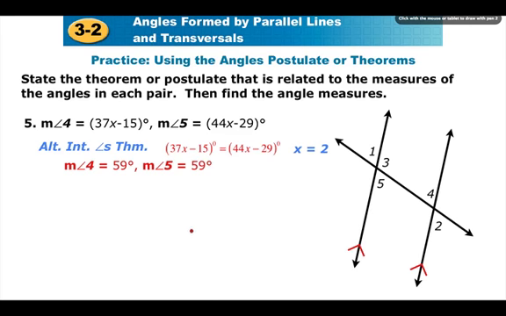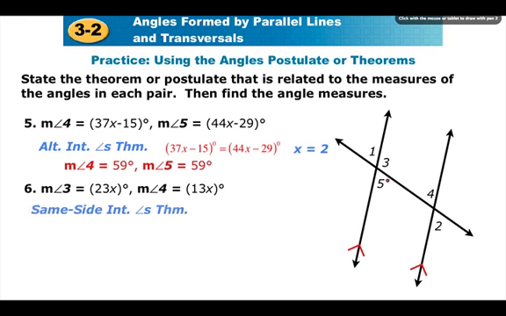Number 6. Here you're looking at angle 3 and angle 4. These two angles, which postulate or theorem are you going to use? You're going to use same side interior angles theorem. Now, what are you going to do with angle 3 and 4? Since they're same side interior angles, you know that they are supplementary. So that's why we have 23x plus 13x equals 180.